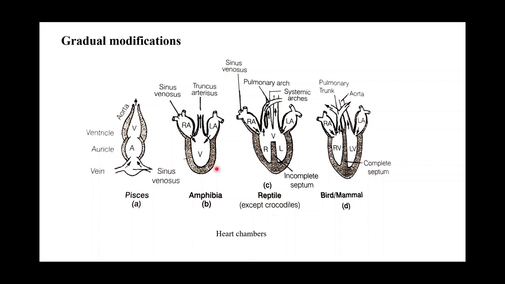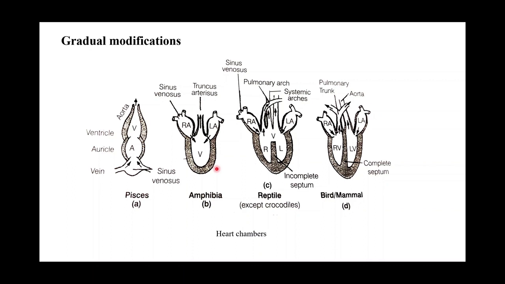We move to reptiles. They have ventricles that are also divided into right and left, and auricles which are again right and left. But you see this septum here which divides these left and right, it is incomplete. But if you see in birds and mammals, you have this complete septum. If you have drawn heart figures, you would know that there's a complete septum here which divides the right and the left portion of your heart. So that's how gradually these organs have modified themselves.